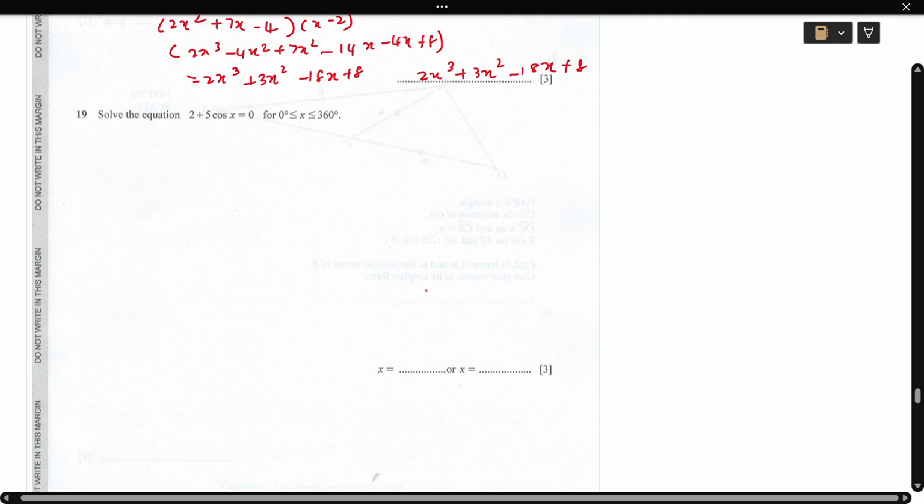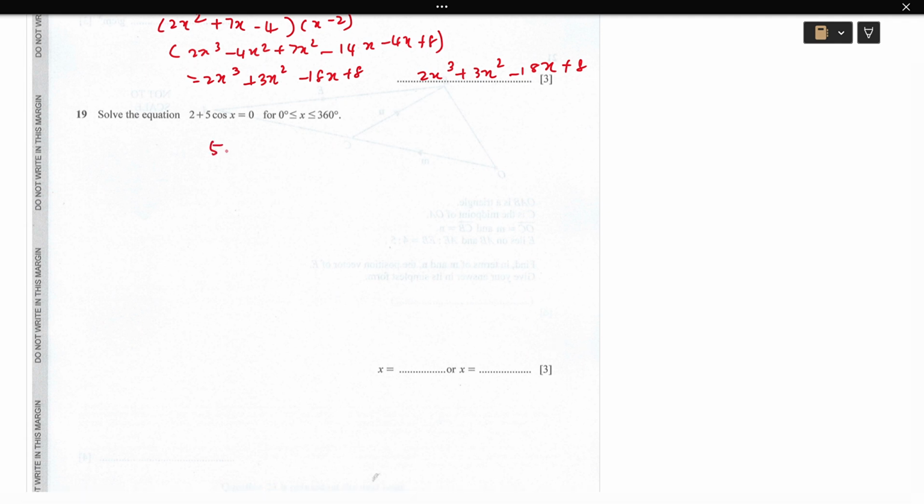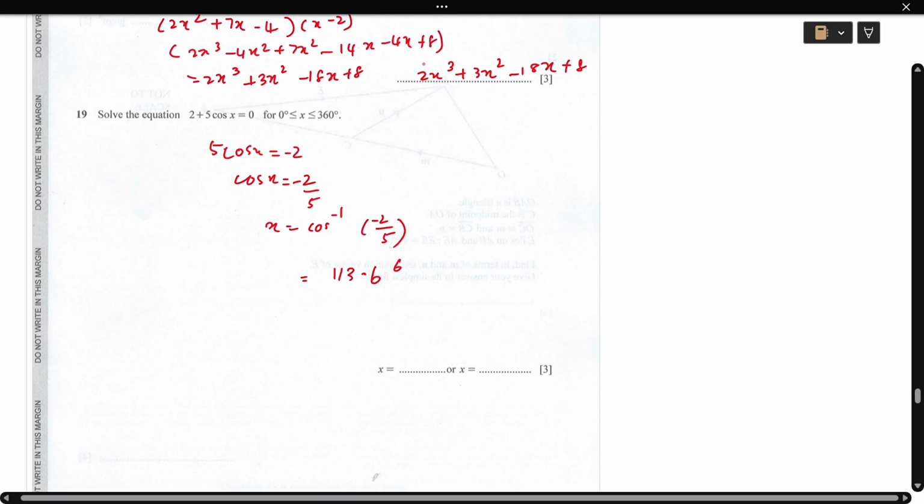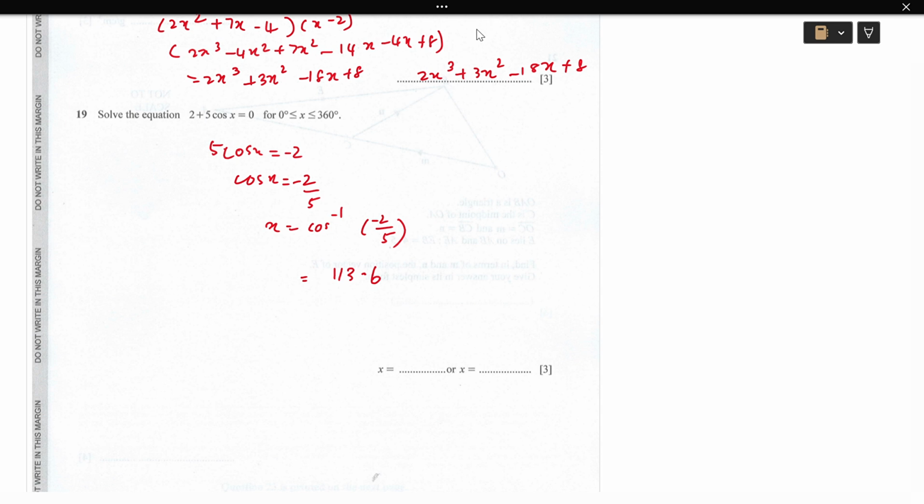Next, solve the equation 2 plus 5 cos x equal to 0. So 5 cos x equal to negative 2, cos x equal to negative 2 over 5, x equal to cos inverse of negative 2 over 5. So we'll get 113.6 degrees. So we got one answer, 113.6 degrees.